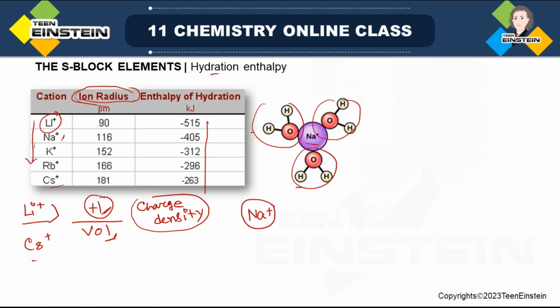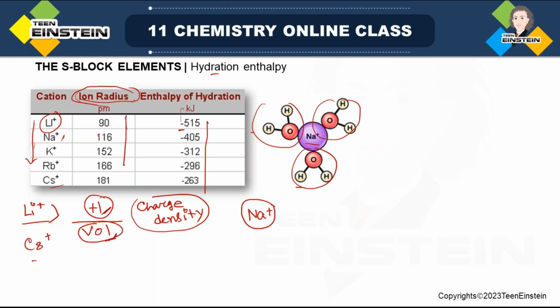And when charge density is high, the water molecules surrounding it, that is the hydration amount, also increases. That is the reason why, for the enthalpy of hydration values, if you look at the numerical values, forgetting the negative sign, it is maximum for lithium, and as you are moving down the group, it is decreasing. Why is it decreasing? Because of the size increase, and size increase means volume increase also.